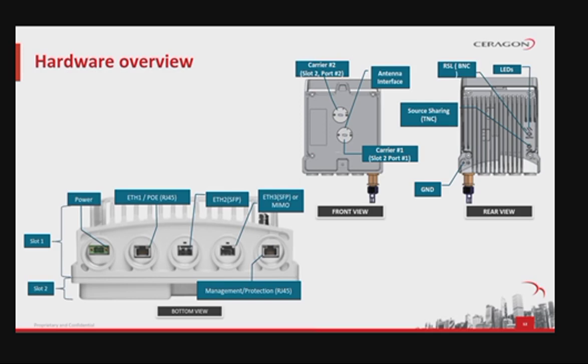Finally, a bottom view of the node will reveal, from left to right, the power interface. Ethernet interface 1, which can also serve as power over Ethernet. Ethernet interface 2 of SFP type. The Ethernet interface 3, which can also be configured as data sharing in case you're using MIMO setup. And the management interface running over RJ45 interface.